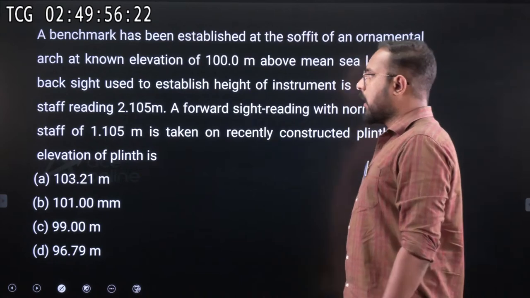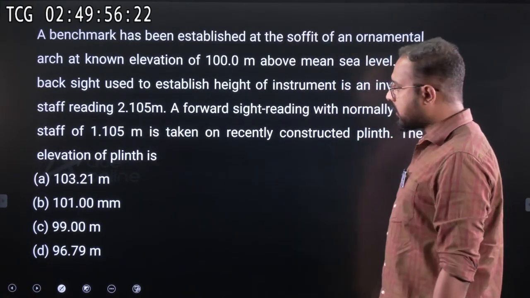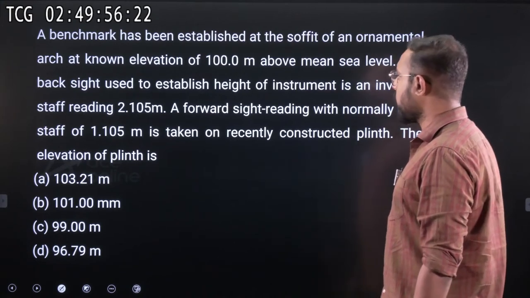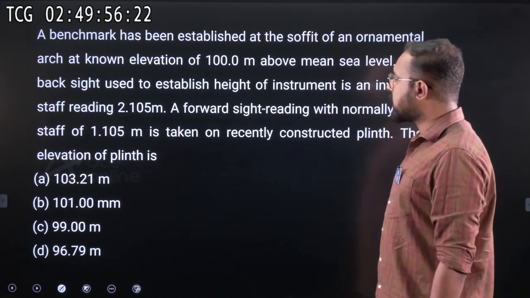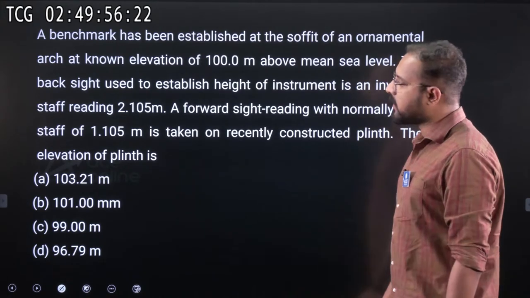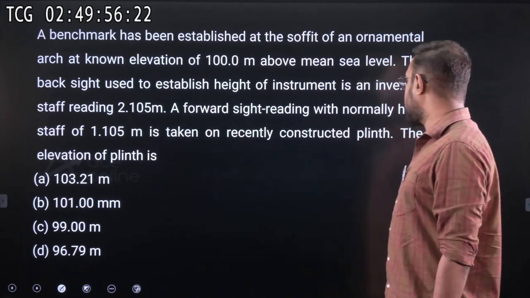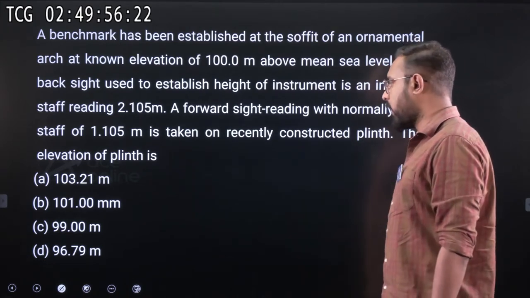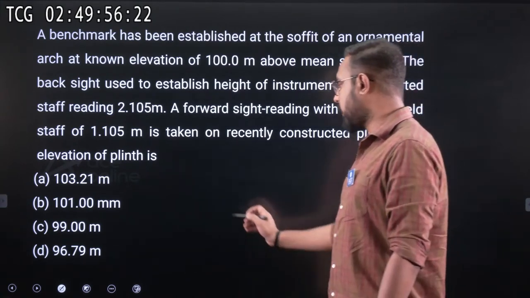Next, the benchmark has been established at the soffit of an ornamental arch at a known elevation of 100 meters above the mean sea level. The backside used to establish a height of instrument is an inverted staff reading of 2.105. A forward staff reading with the normally held staff is 1.105, taken on a recently constructed plinth. Then the elevation of plinth is dash.